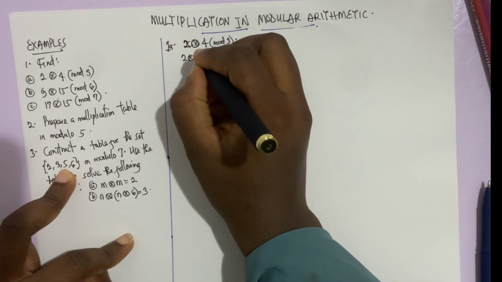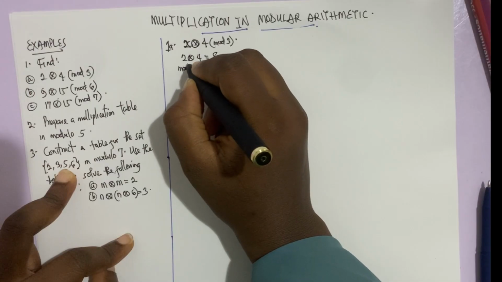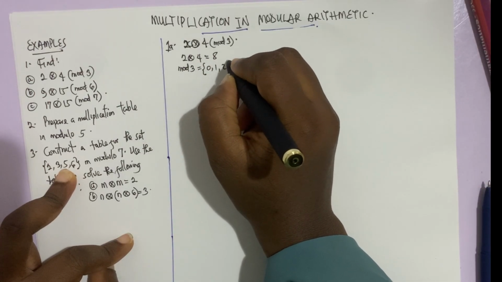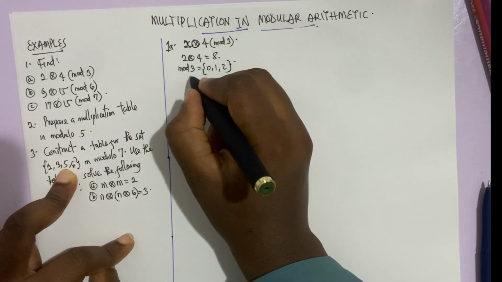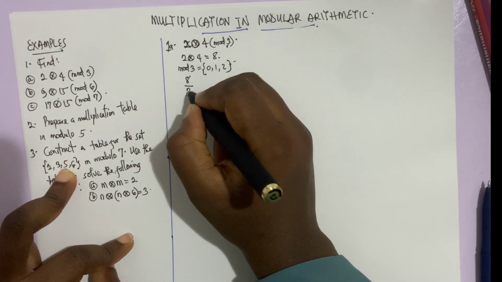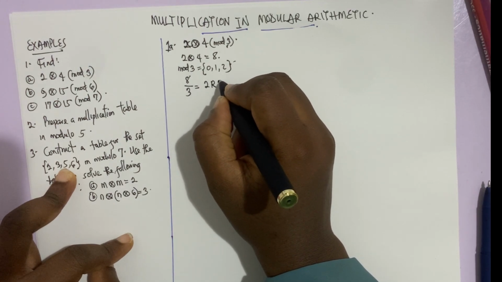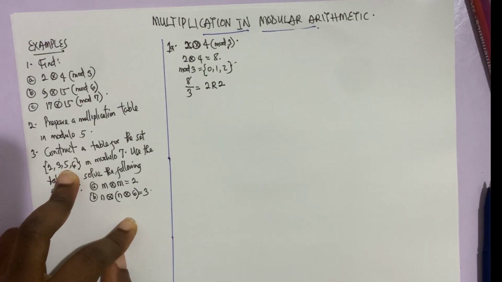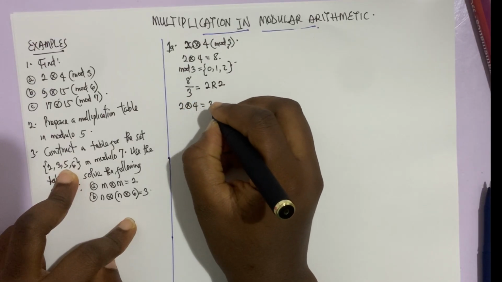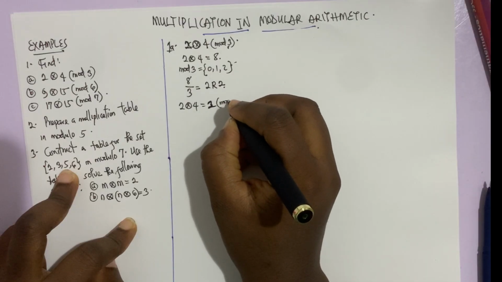2 times 4 will give us what? 8. 8 is not a valid mod 3 residue. Mod 3 residues are 0, 1, and 2. So we have to convert this to a valid residue. So we divide by the modulo we are working with. 8 divided by 3 will give us 2 remainder 2. So therefore 2 times 4 will give us 2, this remainder, in mod 3.